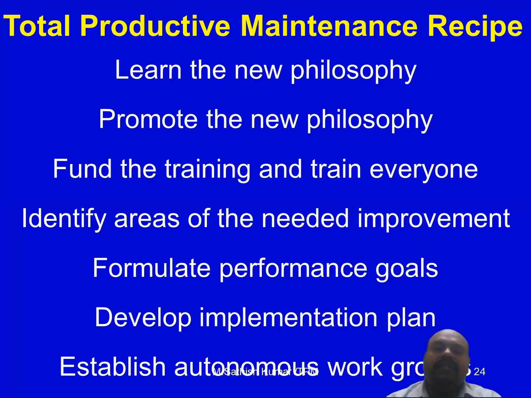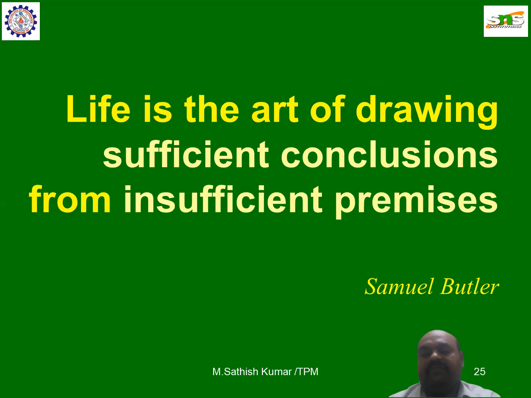The total productive maintenance recipe is: learn the new philosophy and promote the new philosophy, fund the training and train everywhere, identify areas of needed improvement, formulate performance goals, develop an implementation plan, establish autonomous work groups. This is the recipe of total productive maintenance to achieve 85% equipment effectiveness, right?